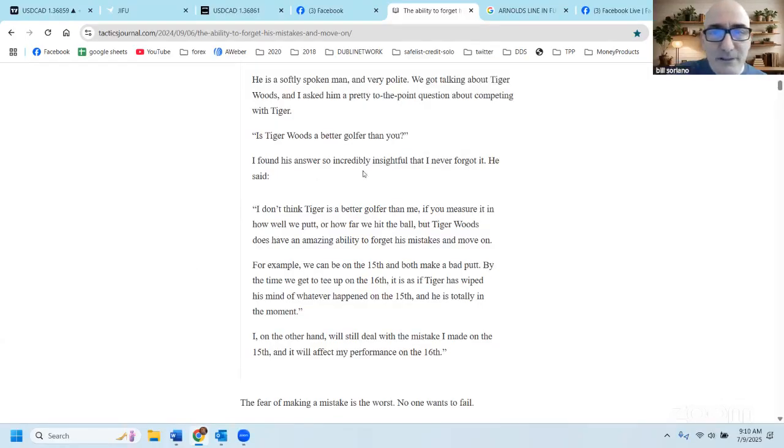Is Tiger Woods a better golfer than you? I don't think Tiger's a better golfer than me if you measure in how well we putt or how far we hit the ball. But Tiger does have an amazing ability to forget his mistakes and move on. For example, we could be on the 15th and both make a bad putt. By the time we get to the tee up on the 16th, it is as if Tiger has wiped his mind completely of whatever happened on the 15th hole. And he is totally in the moment.